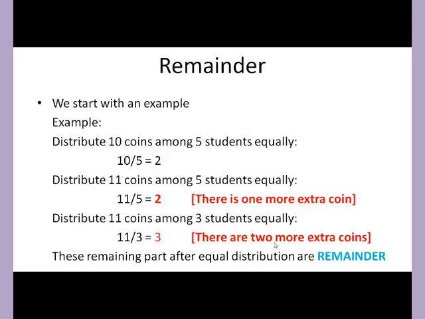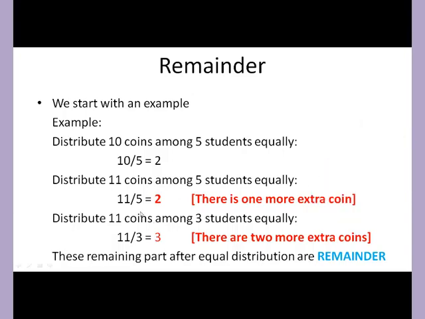Now what happens if we distribute 11 coins among 5 students? Again, each and every student is having 2 coins. One more coin is there, an extra coin, and that is the remainder. Now think about 11 coins.